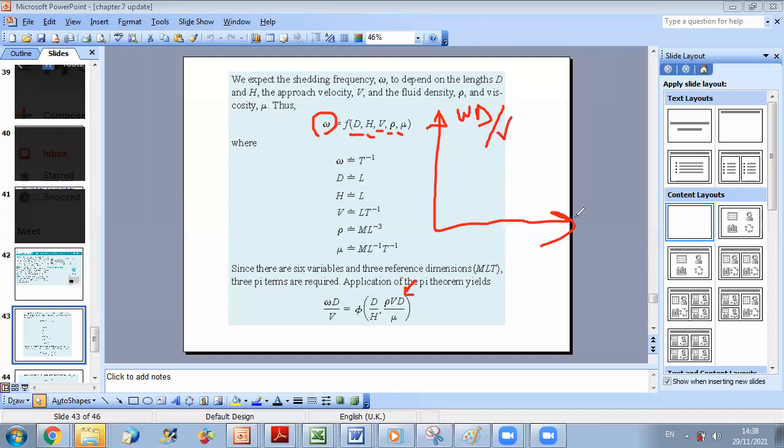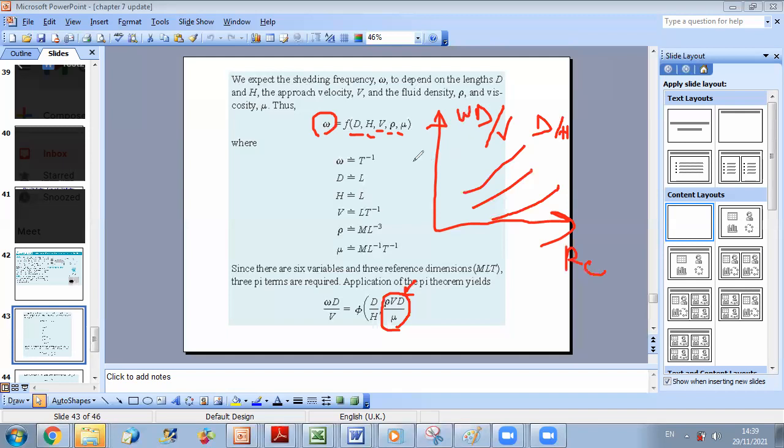On the horizontal axis, you can put either Reynolds or d over h. In general, this parameter, the Reynolds number, is more important than d over h. So we put Reynolds here, and then we draw several curves for d over h. And in this way, we can come up with a general chart that can be used in different conditions. So this is what is nice about experiments.